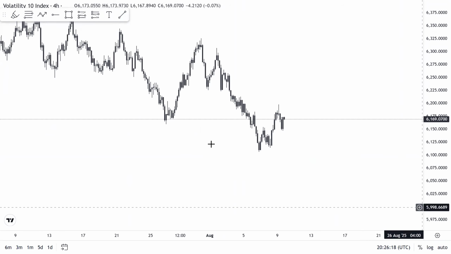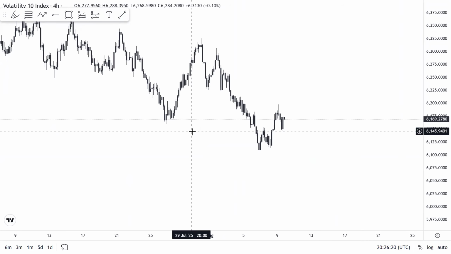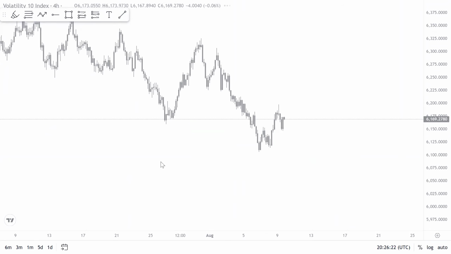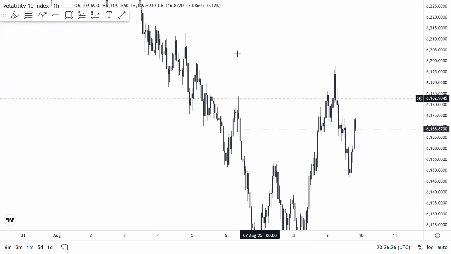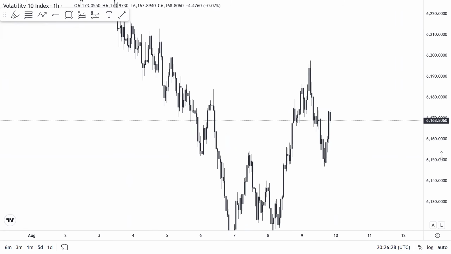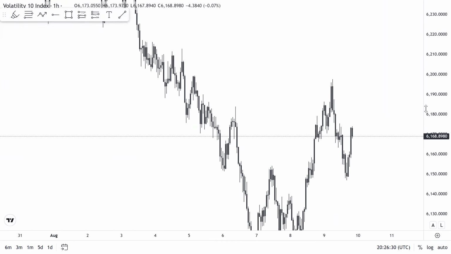Someone sent a question right now. Okay, 1 hour. So it's always the same structure. It doesn't change. The same structure you trade today is the same structure you're going to trade tomorrow. It's the same thing every single time.